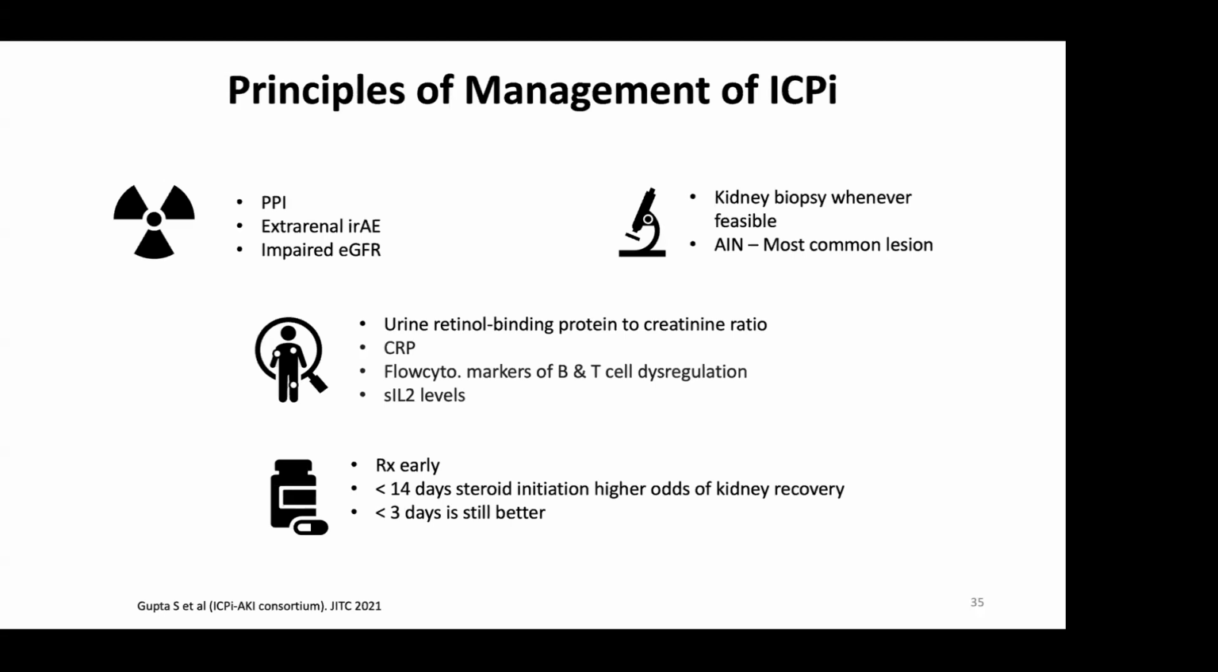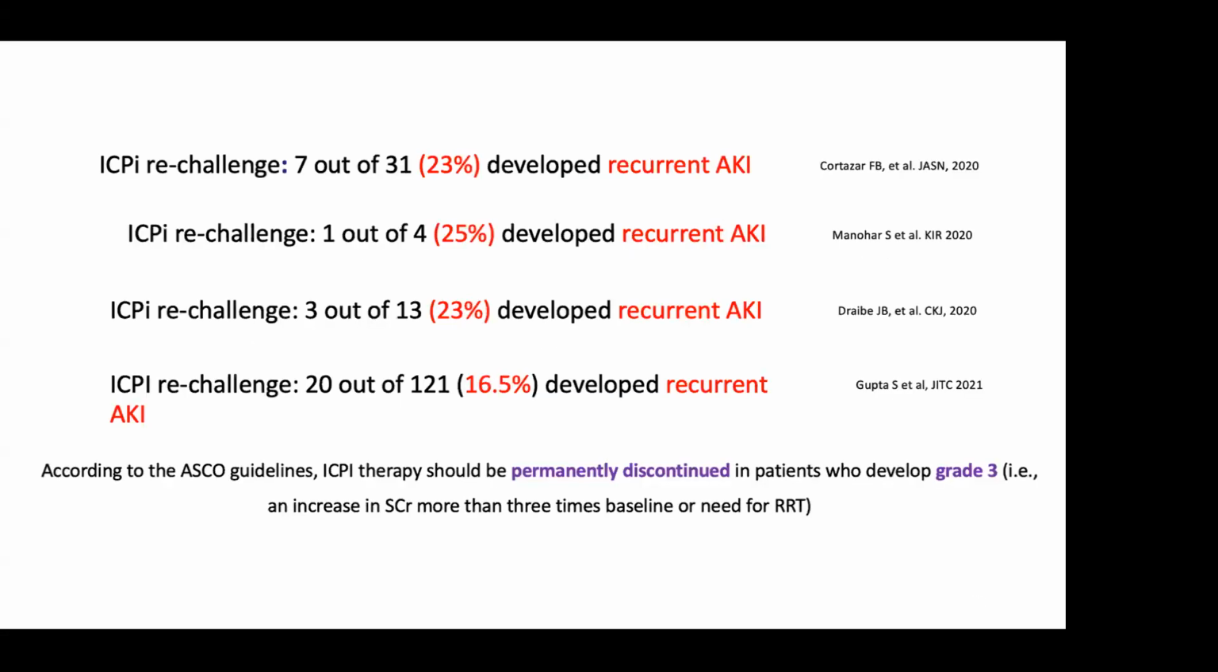So treat early. If the steroid treatment is initiated within 14 days after the kidney injury happens, there are increased odds of renal recovery. If it is within 3 days of initiation, it is still better. So just don't wait. If it is feasible to do a kidney biopsy, proceed with a kidney biopsy. You'll get answers sooner and you can treat the patients. Now, patients who have been treated with immune checkpoint inhibitors who develop acute kidney injury, you stop the drug.